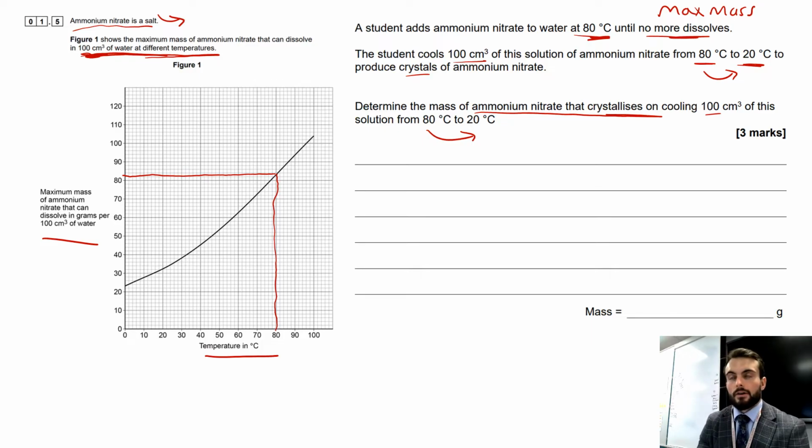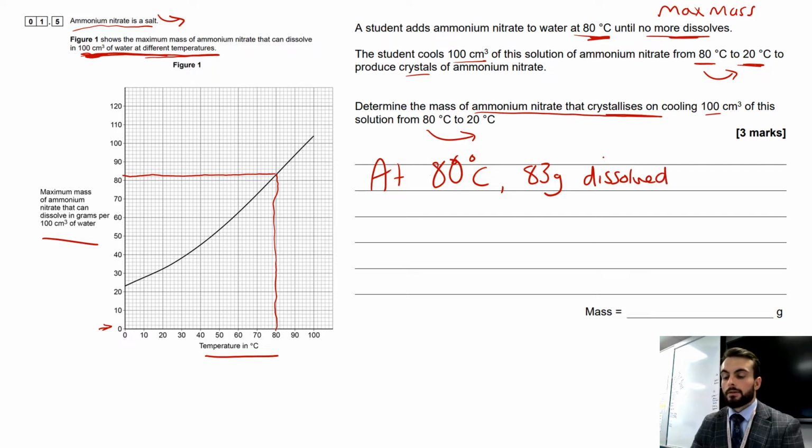So the first thing we need to figure out is how much each little jump is worth. The way we do that, if we look at 0, the simplest way to do it, there are 5 little jumps from 0 to 10. So that means each little jump is worth 2. So if we're at 80 and we do 1.5 little jumps, that's going to be 3, right? So we write down first: at 80 degrees Celsius, 83 grams dissolved.